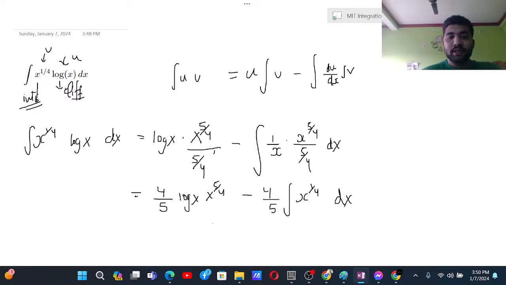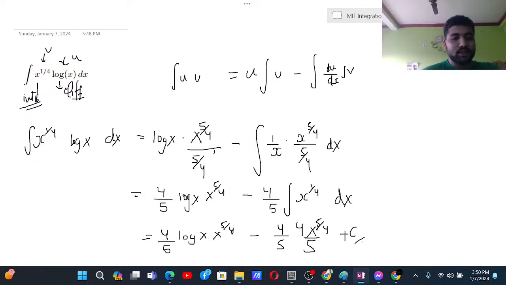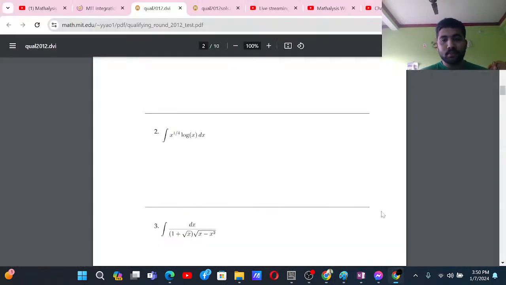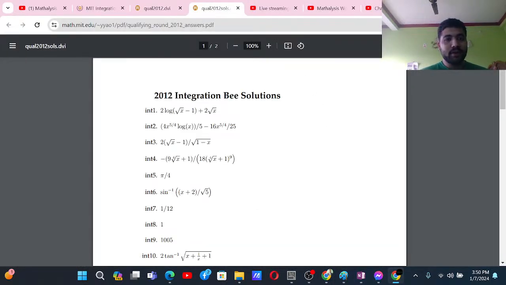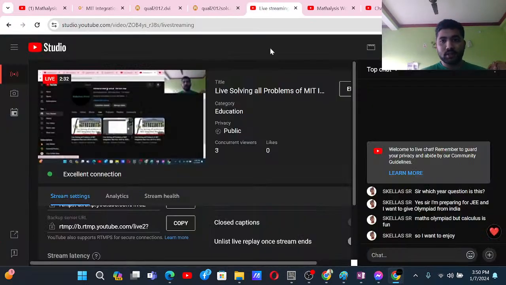And now you can integrate this again. That gives us 4 by 5 log x to the power 5 by 4 minus 4 by 5 x to the power 5 by 4 by 5 by 4 plus c. So this is the answer. 4 by 5 log x to the power 5 by 4 minus 16 by 25 x to the power 5 by 4. So let's check the answer. 4 by 5 log x to the power 5 by 4 minus 16 by 25. So that's the correct answer.